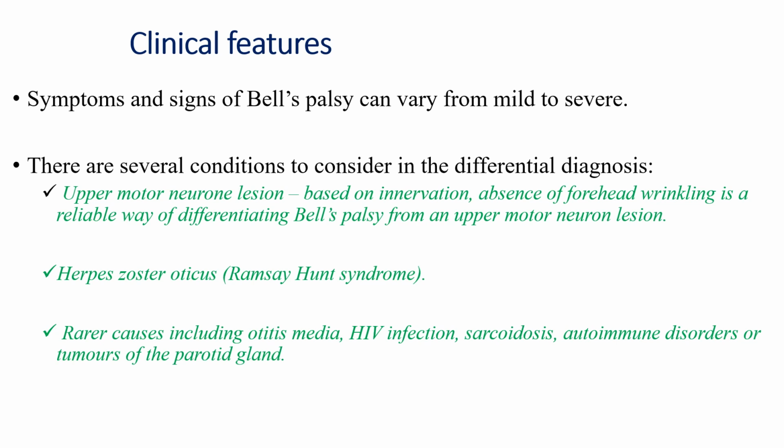Herpes zoster oticus or Ramsay Hunt syndrome involves earache and ear discharge in addition to the signs and symptoms of Bell's palsy. Rare causes include otitis media, HIV infection, sarcoidosis, autoimmune disorders, and also sometimes tumors of the parotid gland.